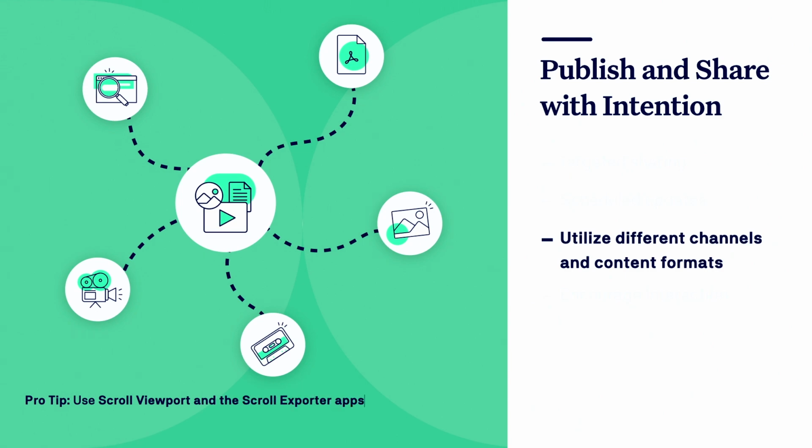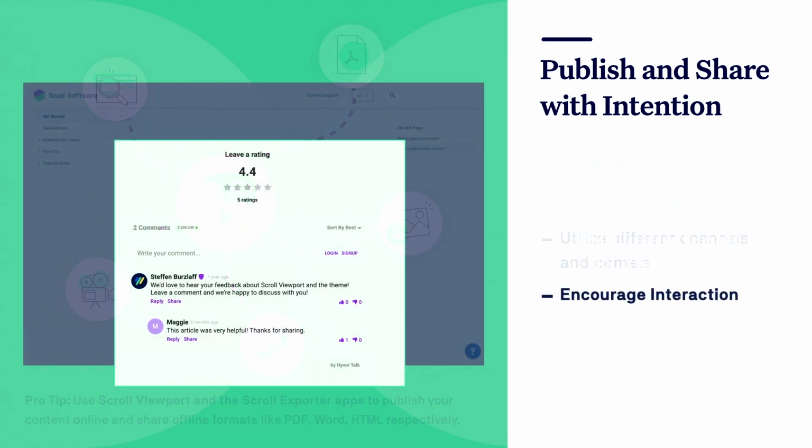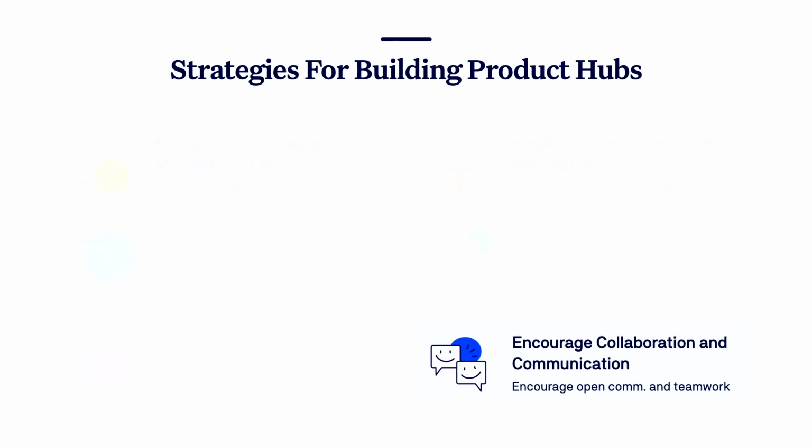Leverage different communication channels and different content formats to keep it fresh and interesting, because this also increases visibility and reach. And finally, encourage collaboration by inviting feedback and opening communication channels for continuous improvement. And the final strategy is encouraging collaboration and communication. This is pretty much common knowledge, so I'll just skip over it.